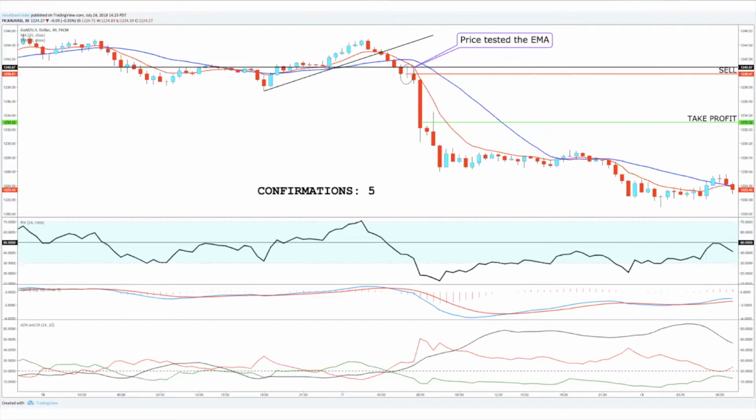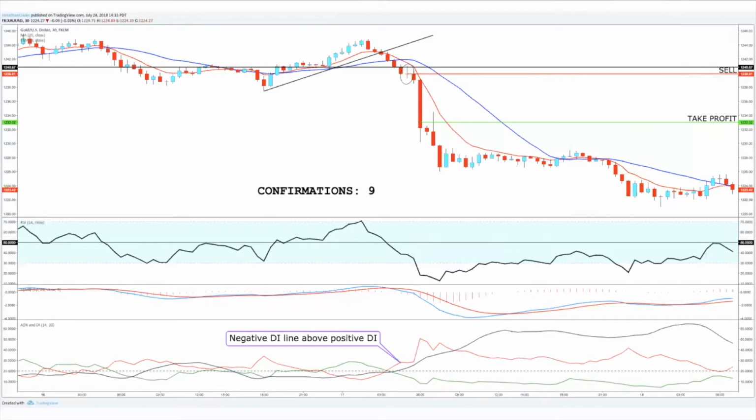All right, so the price tested the exponential moving average, so that's just a further indication that price is hitting a resistance level. Then the RSI right here, we can see that it's under 50, which shows that price is in a downtrend. Our 7th confirmation is that the MACD had a bearish crossover. And then right here, the ADX, we can see a trend line rise above 25, showing that the trend strength is increasing. And then we can also see the negative DI line go above the positive DI line.